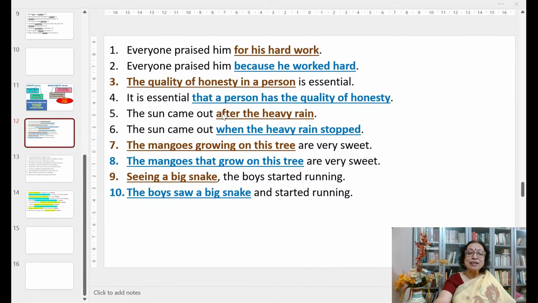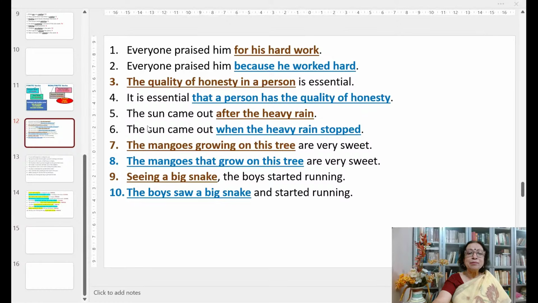We don't have a finite verb. We don't have a non-finite verb. Nothing is there here. So we call this a phrase. Everyone praised him is good enough. Sentence is complete. No need for anything else. Everyone praised him. Complete sentence. But the reason is also given for his hard work. Therefore, this is a phrase which is added to an already existing sentence to make it longer.